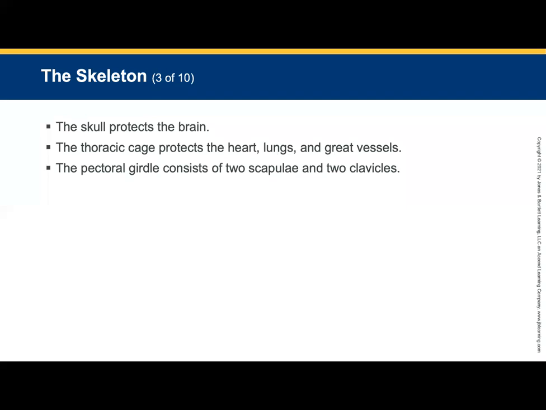The pectoral girdle, which is your shoulder girdle, consists of 2 scapulae and 2 clavicles. The scapula, which is the shoulder blade, is a flat triangular bone held to the rib cage by powerful muscles that buffer it against injury. The clavicle, also the collarbone, is a slender S-shaped bone attached by ligaments to the sternum and, at the other end, to the acromion process.